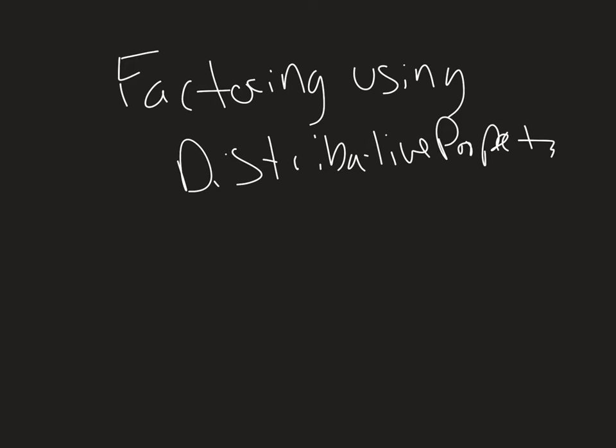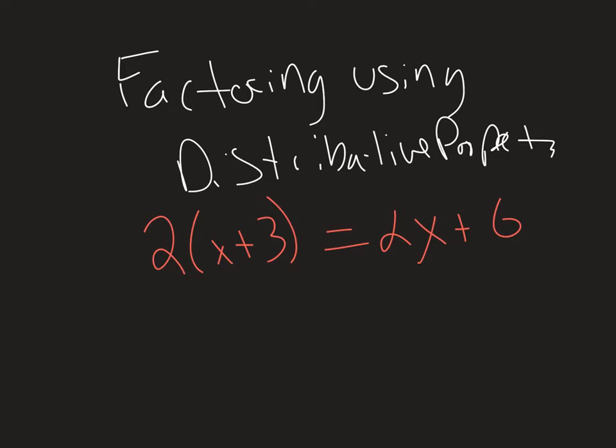In this video, we'll talk about factoring using the distributive property. So real quick, let's recap. Distributive property would be if you have 2 times x plus 3, that would equal 2x plus 6. And essentially what's happening is that you're multiplying the 2 times both of these numbers.